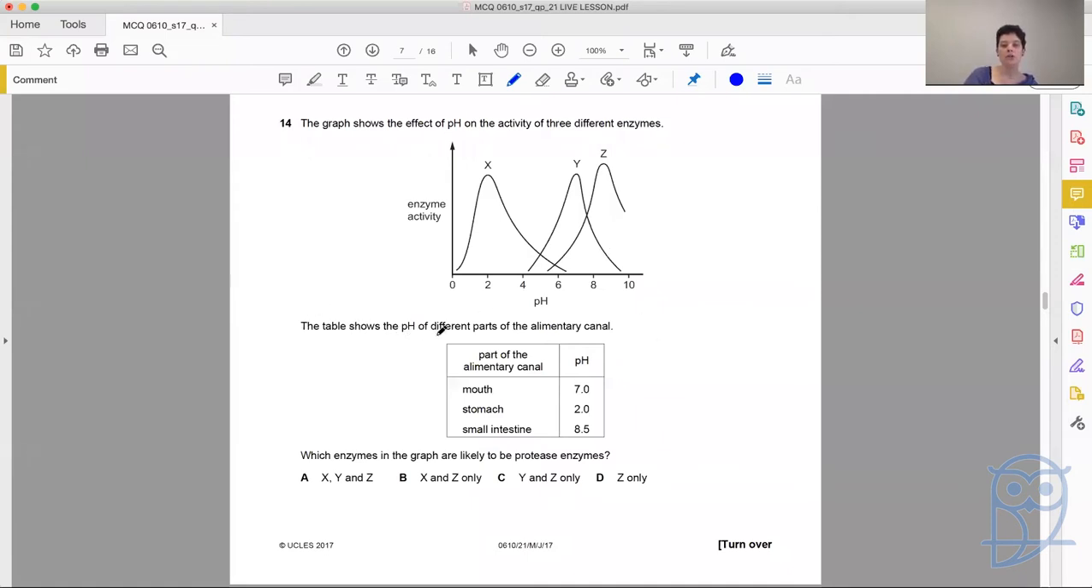So the table shows the pH of different parts of the alimentary canal: the mouth, the stomach, and the small intestine. So which enzymes in the graph are likely to be protease enzymes? So let's line them up. Mouth with our pH of 7, so that then is Y. So Y is the mouth. Stomach, pH of 2. So there's our stomach.